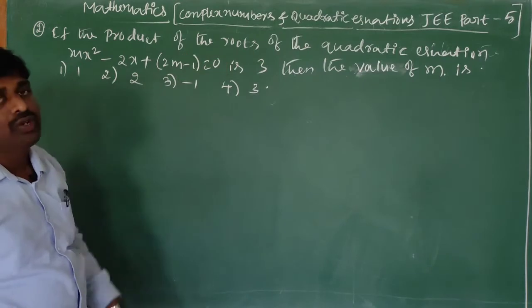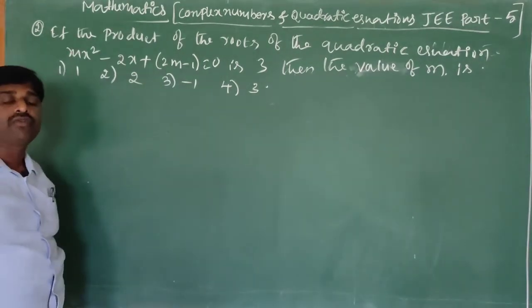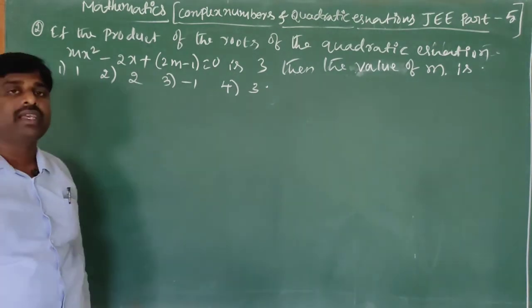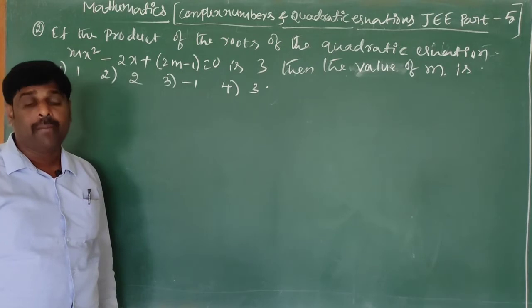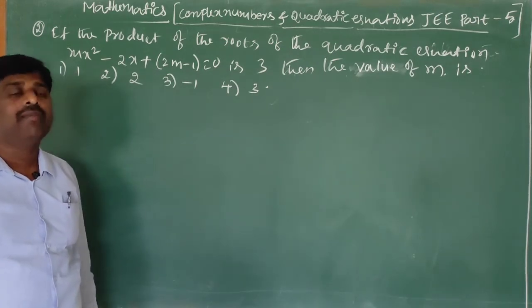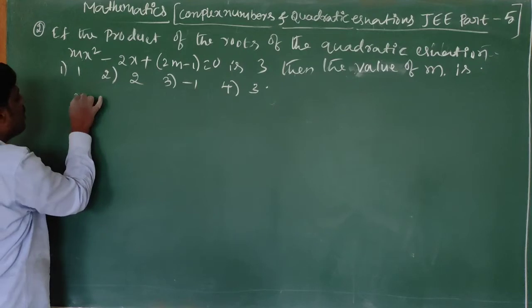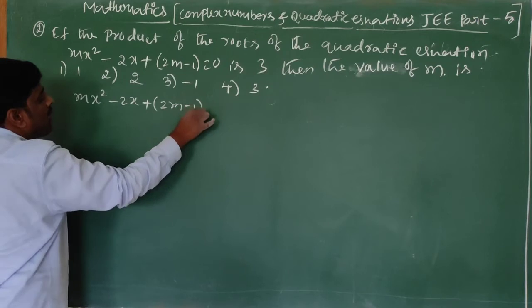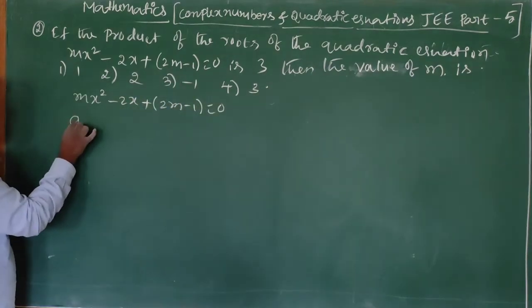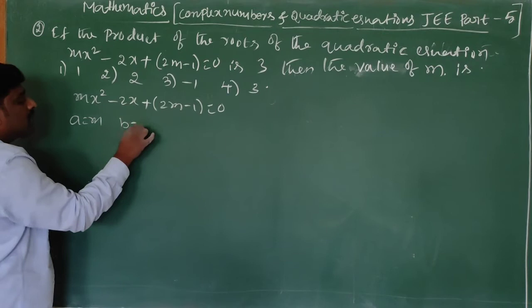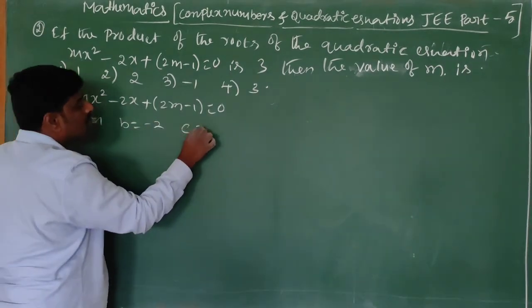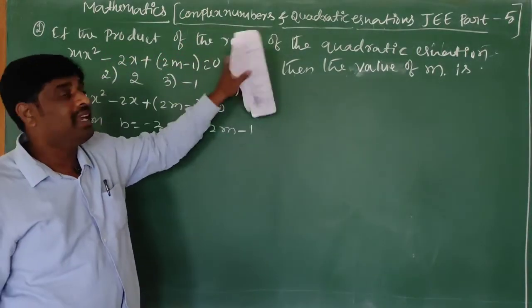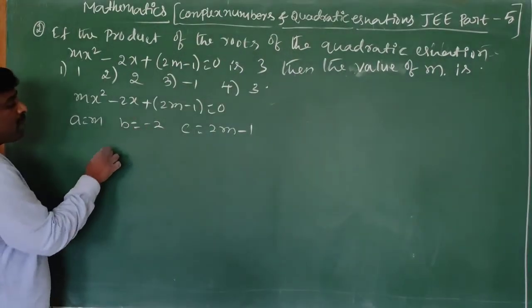Product of the roots. We know the formula for sum of roots and product of roots. Sum of roots formula is minus b by a. Product of roots formula is c divided by a. So what is the equation? mx square minus 2x plus 2m minus 1 is equal to 0. a is equal to m, b is equal to minus 2, c is equal to 2m minus 1. Product of roots is 3, given. We have to find the m value.